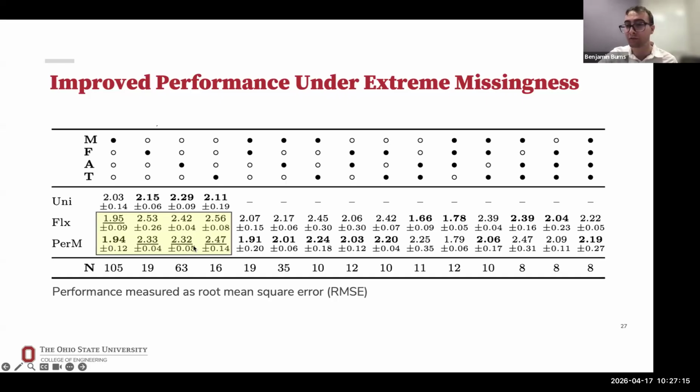And further, when we have additional modalities available, our method remains competitive with FlexMOE. And I'll mention that the metric we're looking at in each of the cells is the root mean square error. So the lower this value is, the lower the error of our predictive method on average.